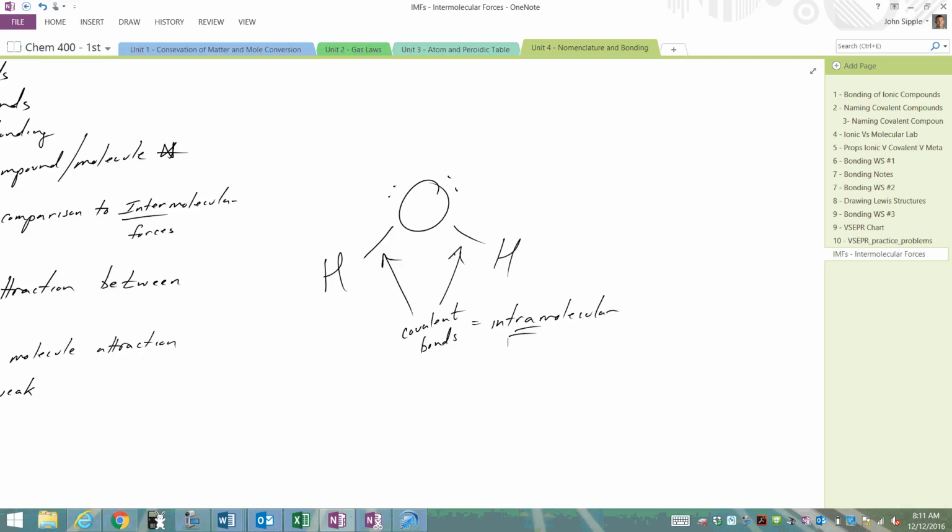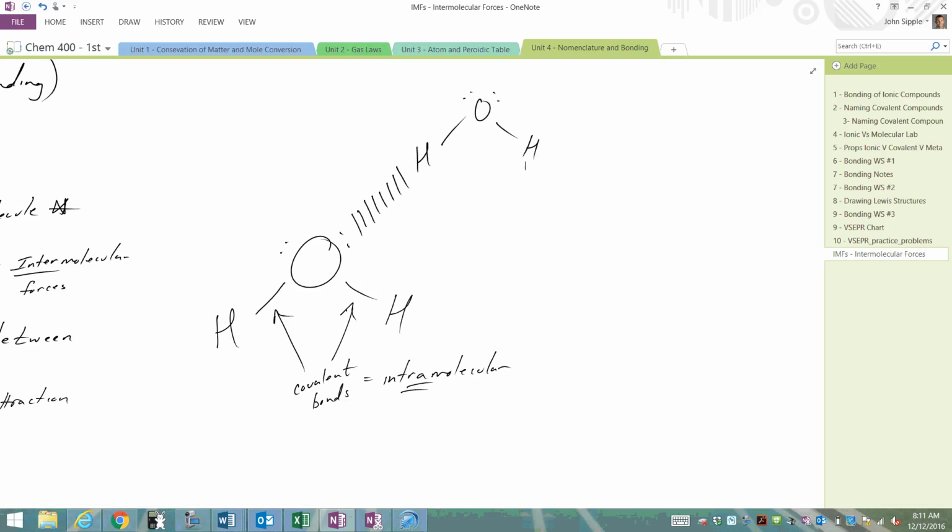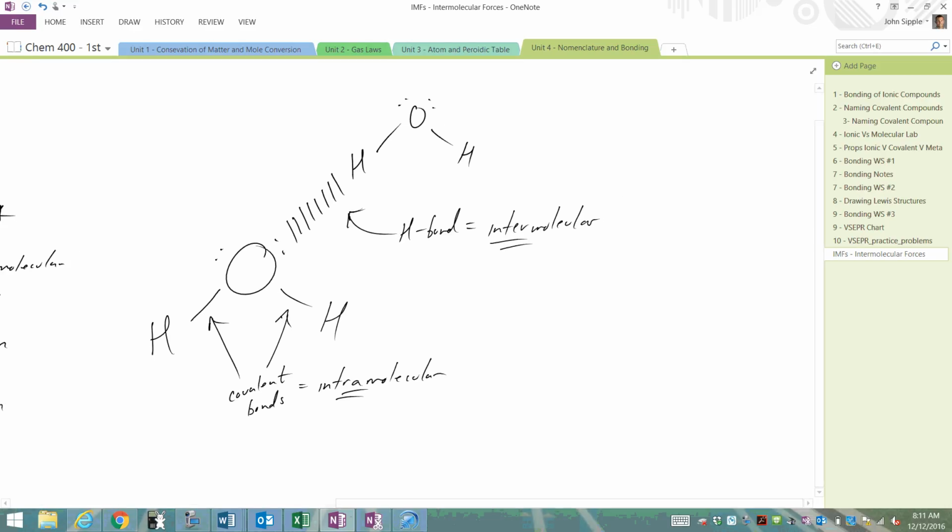Hydrogen bonding is just the attraction between one strand of DNA and the other. I know it says bonding, but it's not a bond. It's just an attraction. The word bond is misleading. So I'm not even drawing a line there, I'm just drawing it to another water molecule. That H bond equals intermolecular. That's the attraction between molecules.